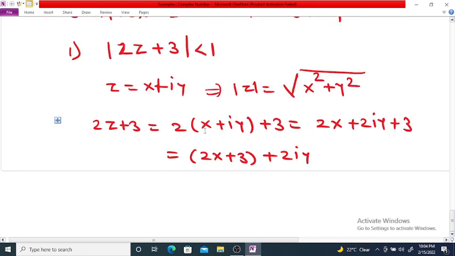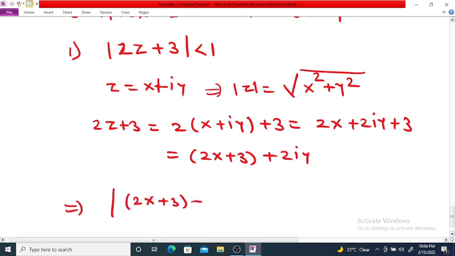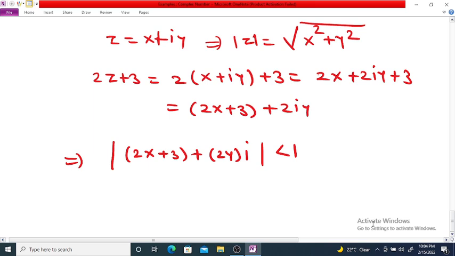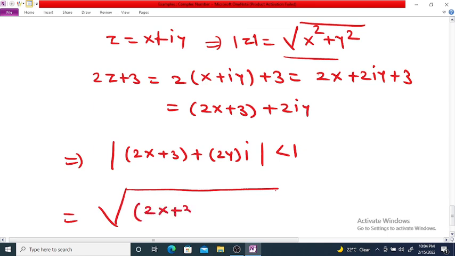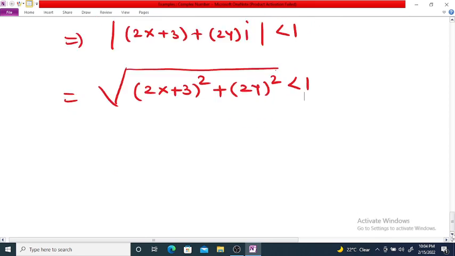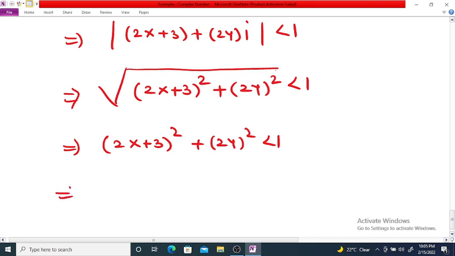So here mod of twice z plus 3 less than 1 implies mod of twice x plus 3 plus 2y times i less than 1. If you use this formula here, we get the square root of real part square, that is twice x plus 3 bracket square, and imaginary part square, which is less than 1. If we square on both sides, this implies twice x plus 3 bracket square plus 2y bracket square less than 1, since the square of 1 is 1.